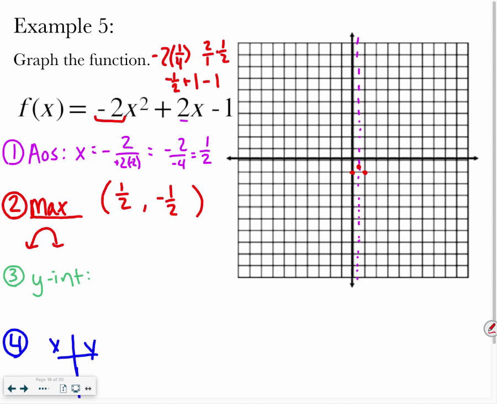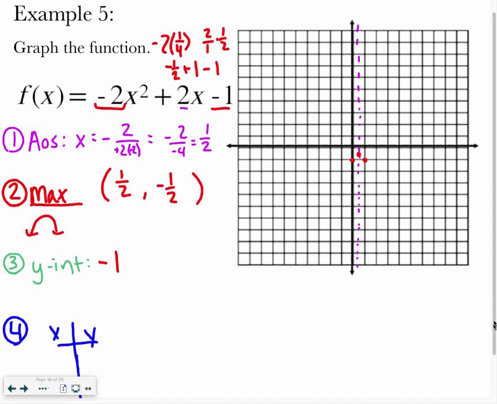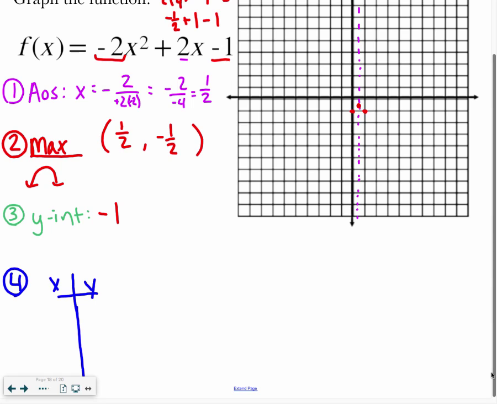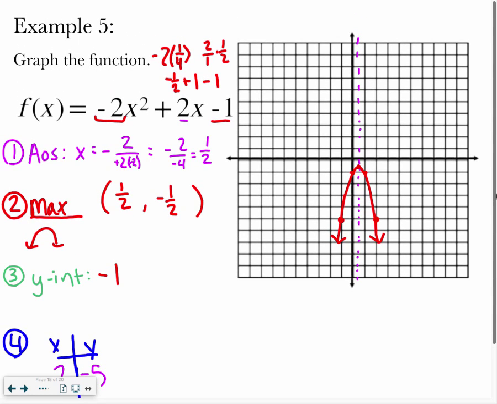And since I know it's symmetrical, I know where another point will be on the graph, and I can plug in a few other points. So if I plug in, let's go with a 2. If I plug 2 in, I get a -5 out. So if I plug in 2, I get 1, 2, 3, 4, -5, and I know it's symmetrical. So now I can just connect my dots, draw some arrows on the end, and I am done graphing.